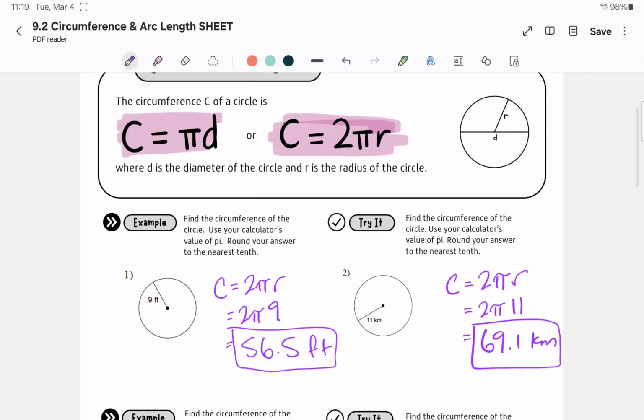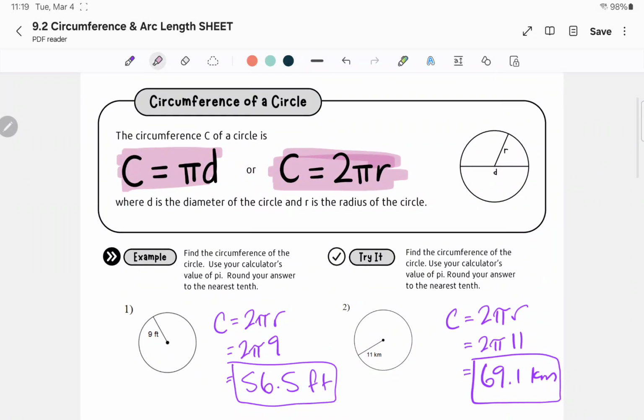Okay, so that is circumference again, and I think we went over this last time, but maybe not. The circumference is just the edge around the circle. So just in case I went too fast and you're wondering what are we even solving for? We're solving for that distance around the circle. That's it, just using this formula.